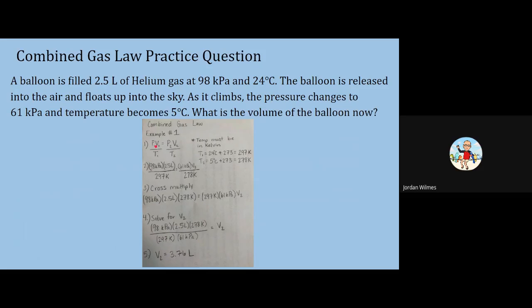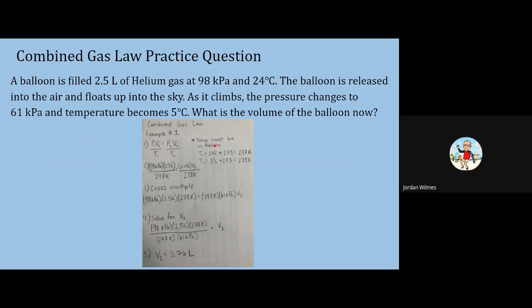So combined gas law formula, that's where I started. P1 V1 over T1 equals P2 times V2 over T2. The first thing I did, so I did not forget to do it, was I went and looked at my temperatures here and I converted to Kelvin.